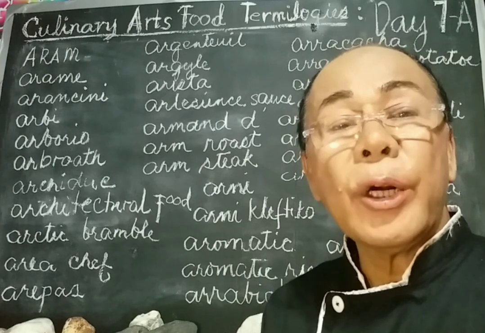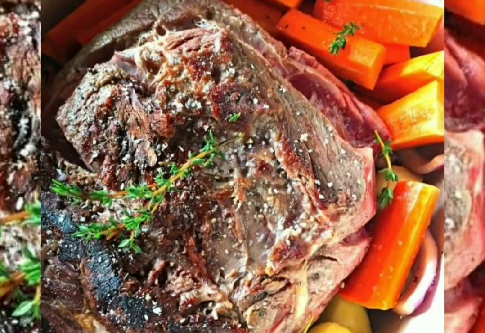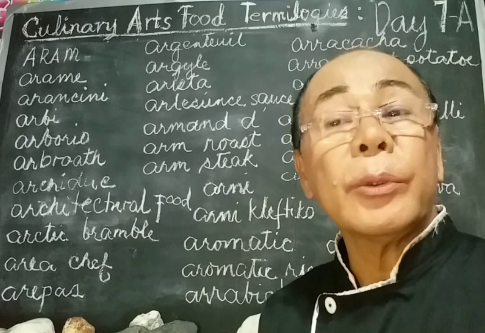Now next word we have the arm roast, a subprimal cut from the beef primal chuck, somewhat tough, available with or without the bone.